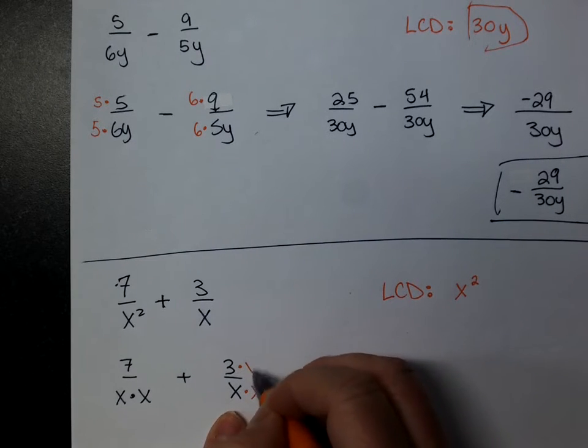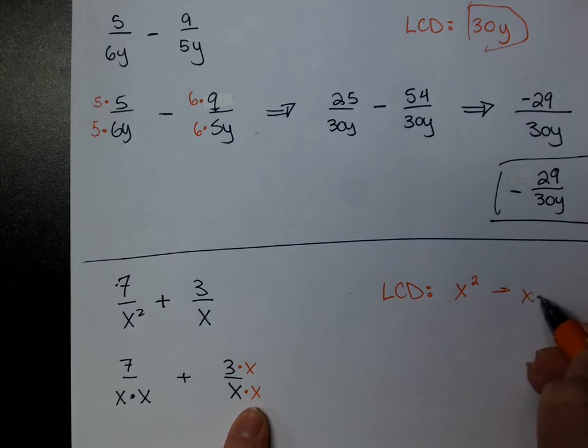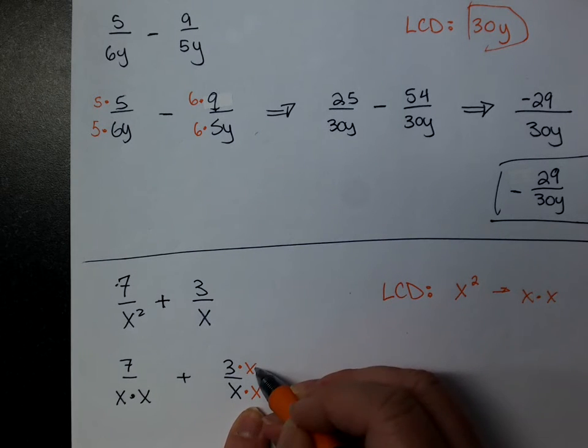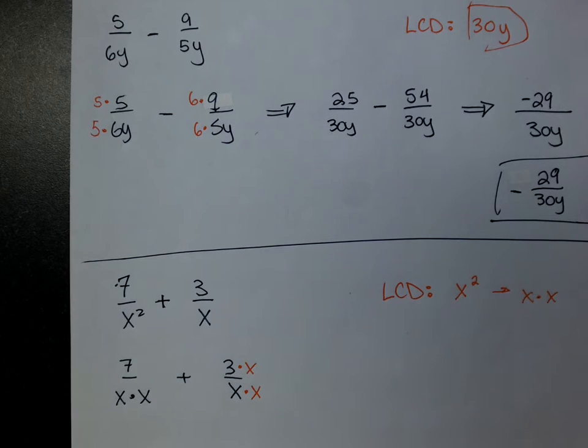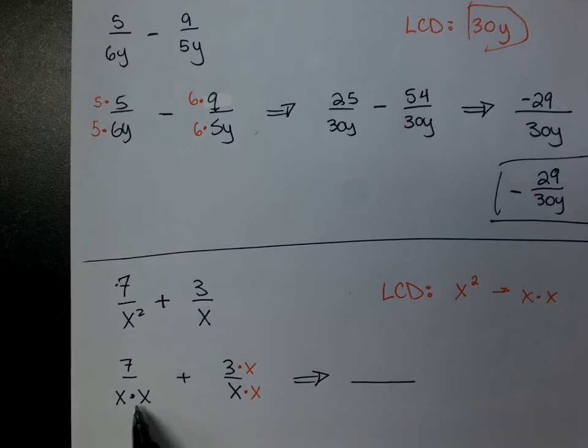Right. So since we did that on the bottom to make it match, because this means the same thing as x times x, now it matches. As long as we're fair to the top, we're good. You don't do anything to the 7? No, because it already had x squared.